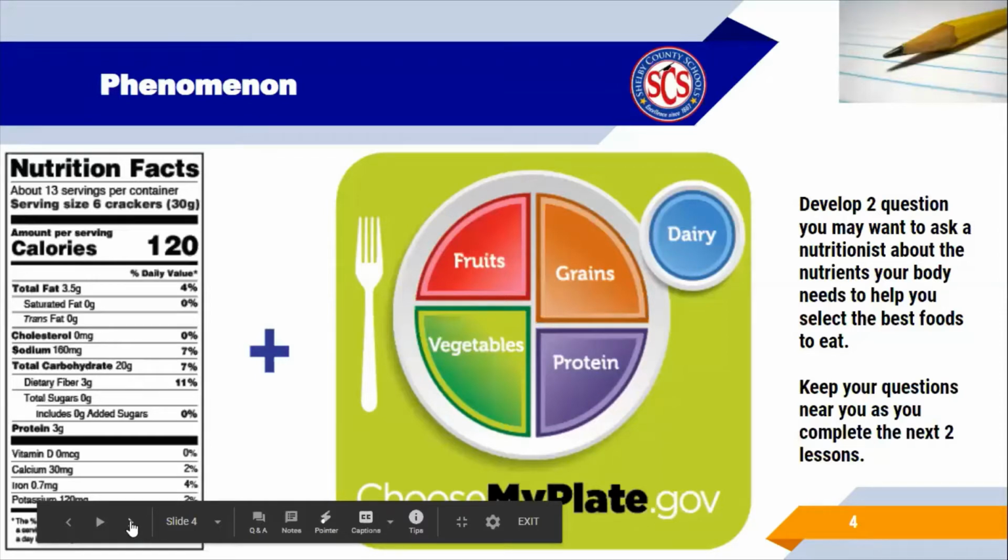Our phenomenon for today. The My Plate plan is a personalized food plan based on your age, sex, height, weight, and physical activity level. It helps you figure out how many calories you need each day, what nutrients you need, and shows you food group targets, what and how much to eat within your calorie allowance. You can read the food labels of items to help you to determine what foods you should select to eat depending on what nutrients your body needs.